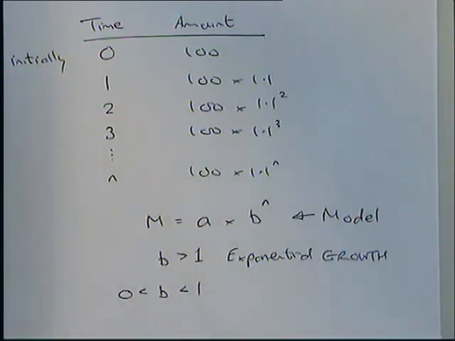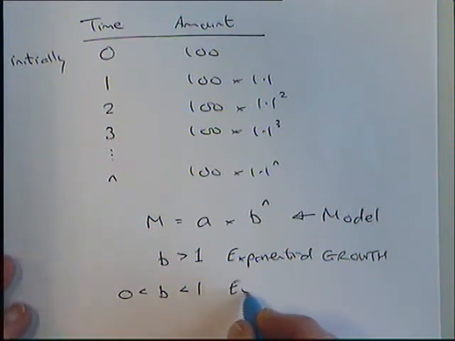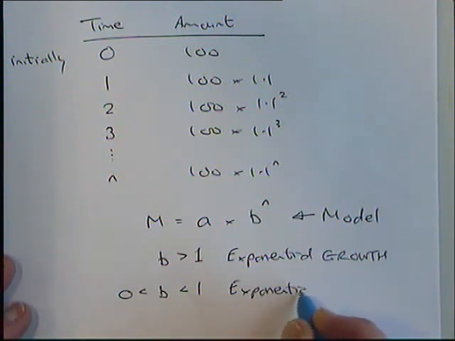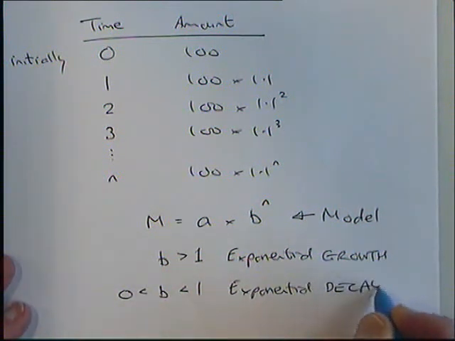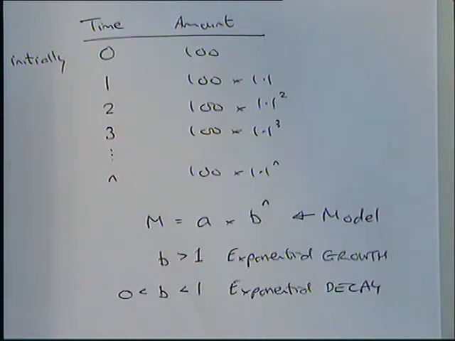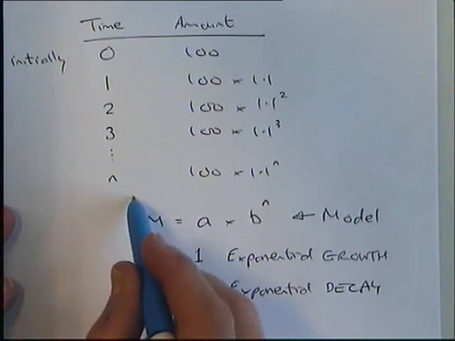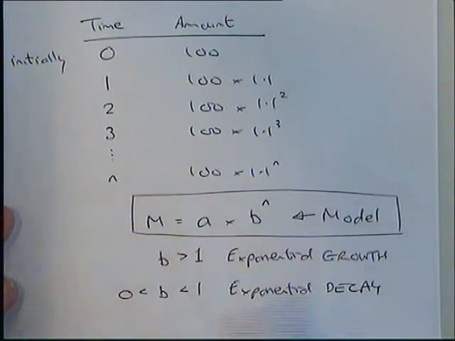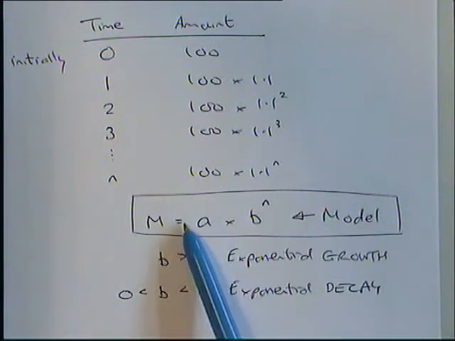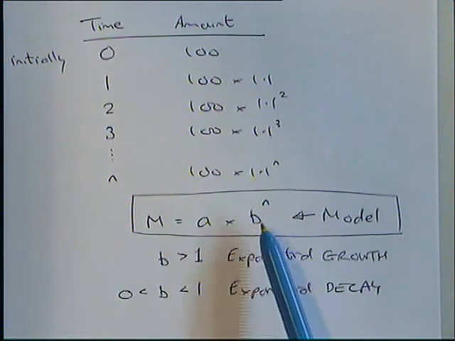So what happens if B is a 0 point something number? If B is between 0 and 1, what happens then? It decreases, yeah. And that's known as exponential decay. So it might be radioactive particles are decaying over time. That's exponential decay. So we've had a quick look at a compound interest example. This model here was quite important. The general thing is you've got something equal to something times by something to a power.